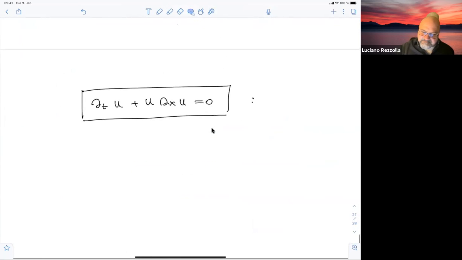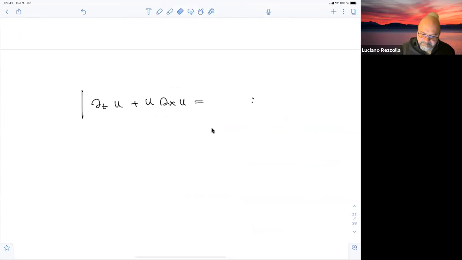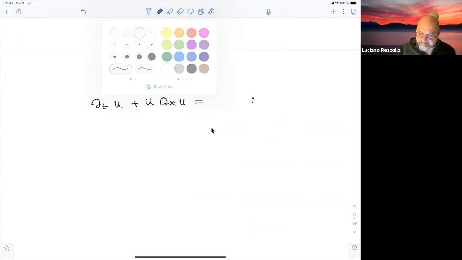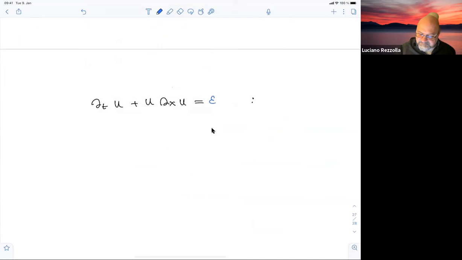Let's take this equation, okay? And let's put here another term. Let me call this epsilon dx squared u. So when u is smooth, then dxu is much smaller than dx squared u. And so you have the standard nonlinear equation.